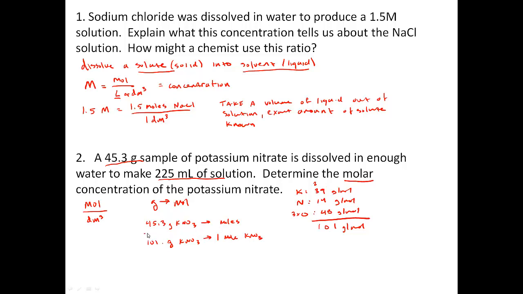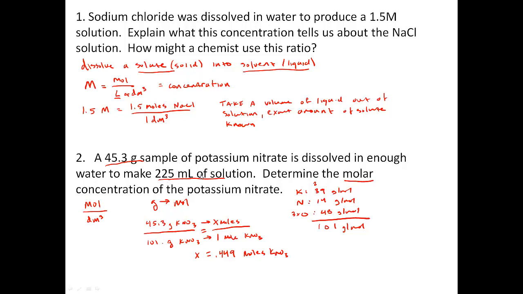Now, we can set up a ratio. Put this number over that number, and then x, what we're trying to find, over this number, set it equal to each other, and solve for x. So we've got 0.449 moles of KNO3 in that 45.3 grams. So we've got the moles piece. Now we just need to figure out what our volume is.